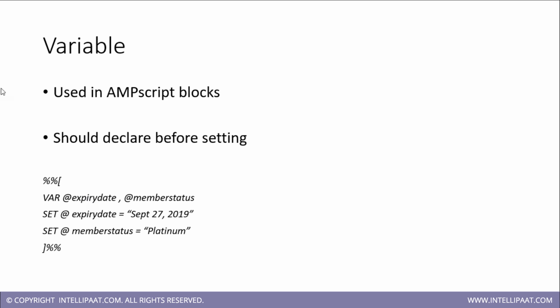How do you actually declare a variable? This is the variable declaration, at the rate expiry date or at the rate member state. So we are declaring two variables with var. This is how you do that, with a comma. Then the next step is you set some values to that.